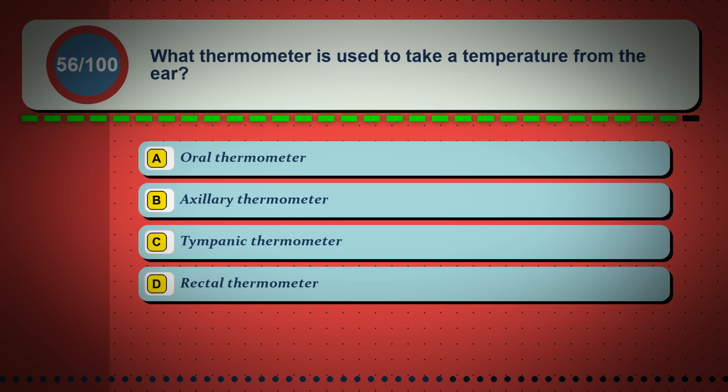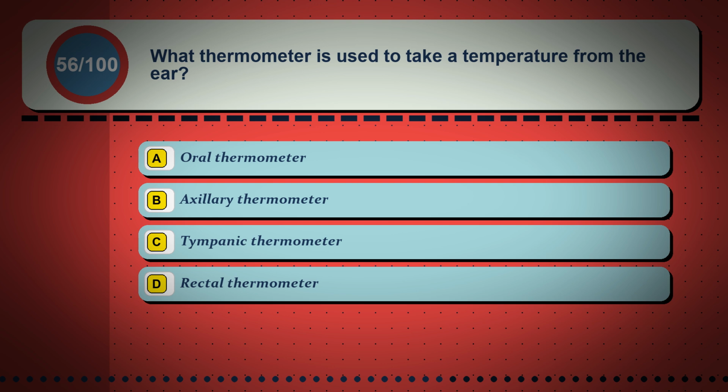Question 56. What thermometer is used to take a temperature from the ear? Option A, oral thermometer. Option B, axillary thermometer. Option C, tympanic thermometer. Option D, rectal thermometer.